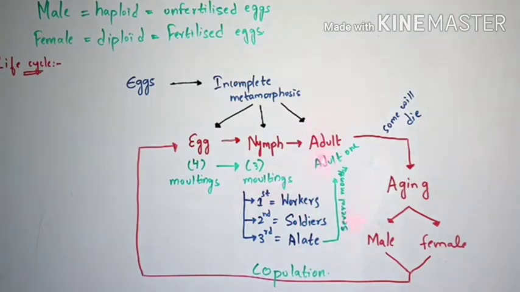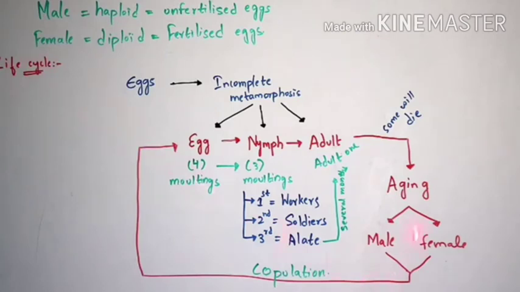So coming to the next, this adult one. After this incomplete metamorphosis process has been completed, what happens? Finally, from the eggs, the adult one will get developed, right? And after the completion of this adult stage, what happens? It enters into the aging stage.